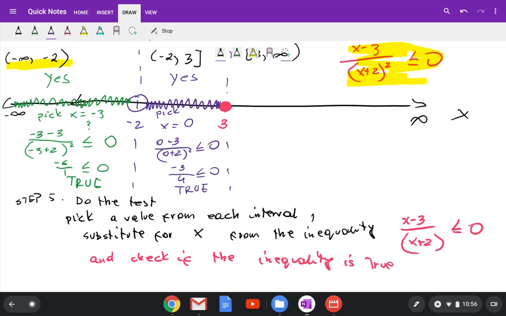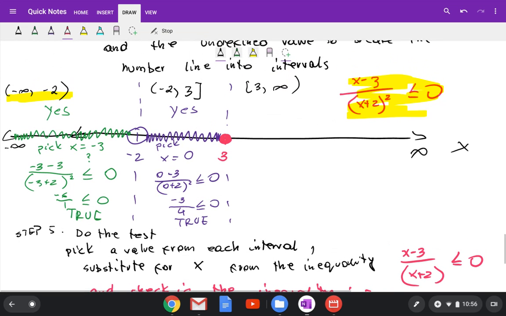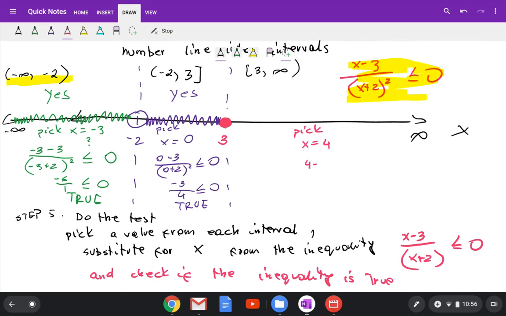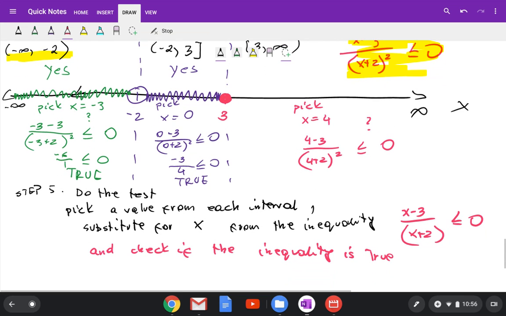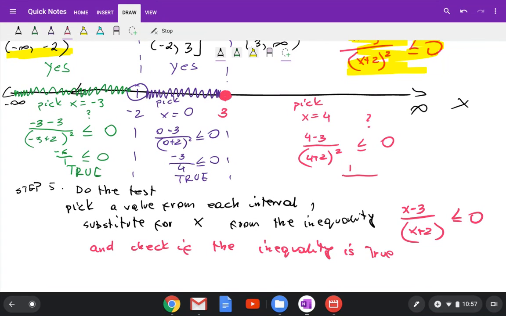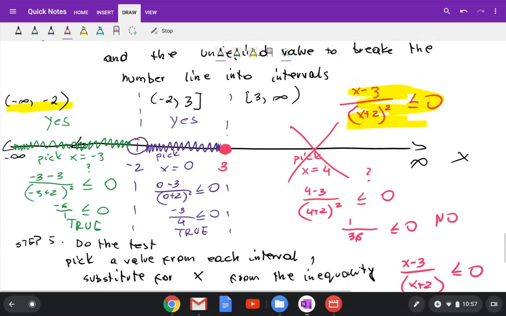And I will do my work one more time. Here, in the last interval, I'm going to pick any x value from 3 to positive infinity. So let's pick x equal 4. So then we're getting 4 minus 3, divided by (4 plus 2) to a second power, and you're checking if that will give you negative. So we're getting 1 over 4 plus 2 is 6 to a second power, 1 over 36, less than or equal 0. No, this is not true. Since no, that means the interval from 3 to infinity is not a solution.